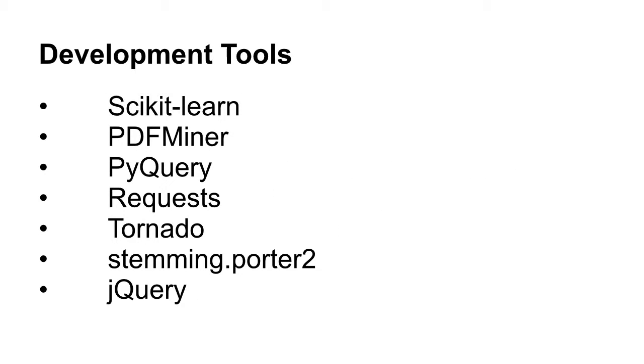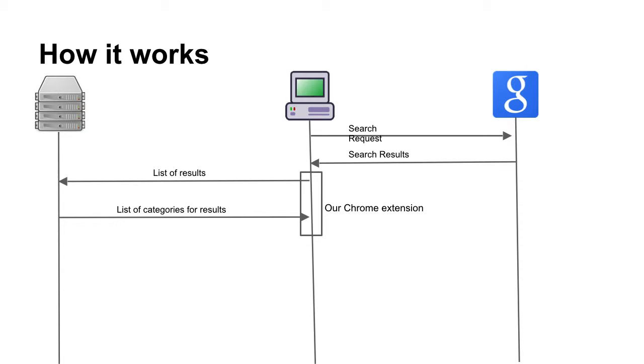Some development tools that helped us were scikit-learn, a machine learning toolkit in Python, PDFMiner and PyQuery, two text extraction libraries, Requests for HTTP requests, Tornado, an asynchronous web server, stemming.porter2 for stemming, and jQuery to insert elements into the DOM and to adjust the UI. So the way it works is a user makes a search request to Google, Google comes back with the search results, and our Chrome extension takes the results and sends them to our server. The server categorizes them, sends the categories back, and then the Chrome extension shows the category in the UI.